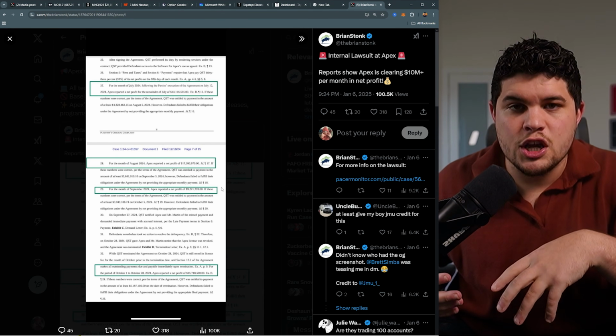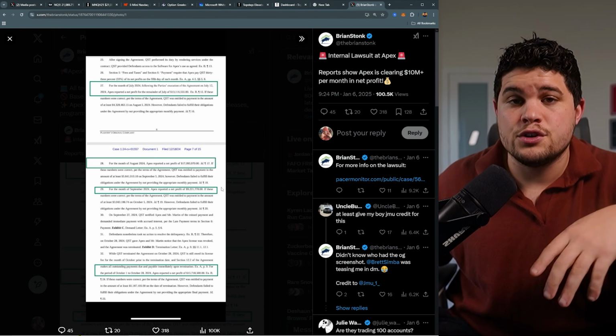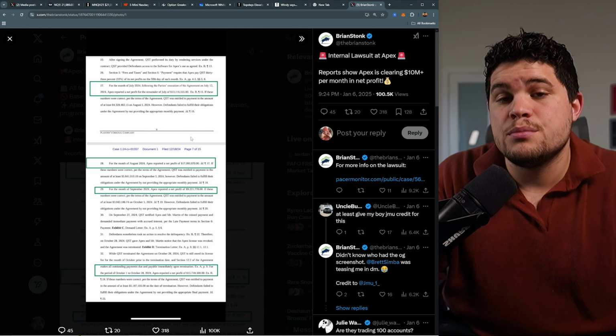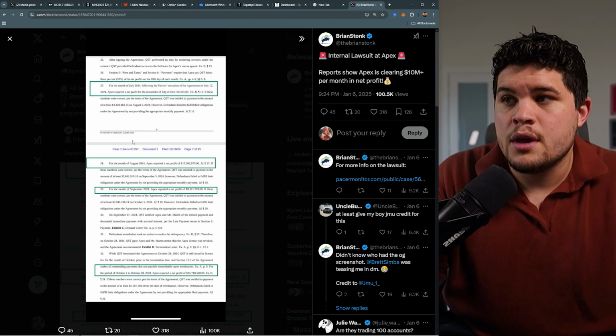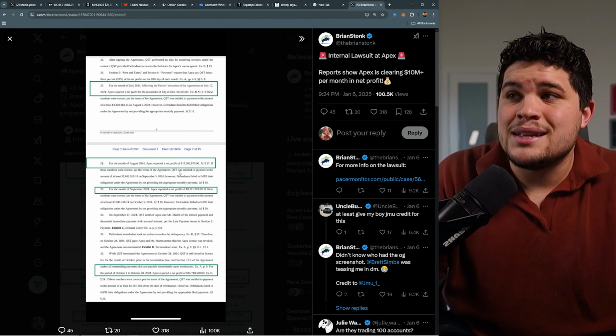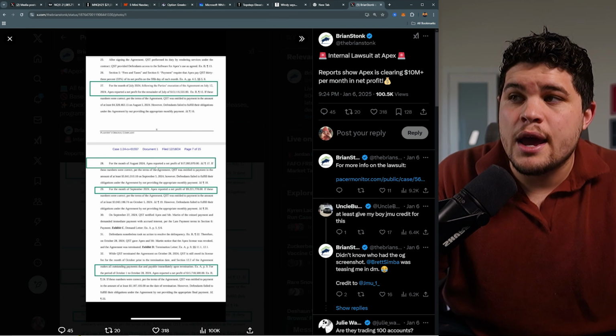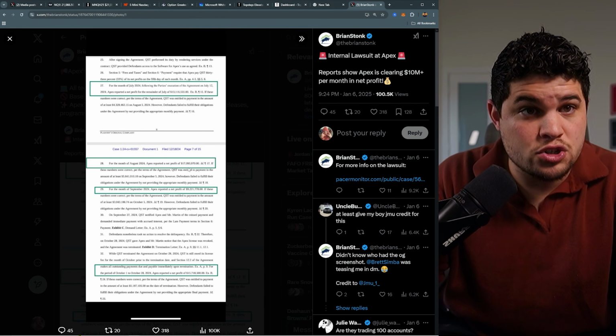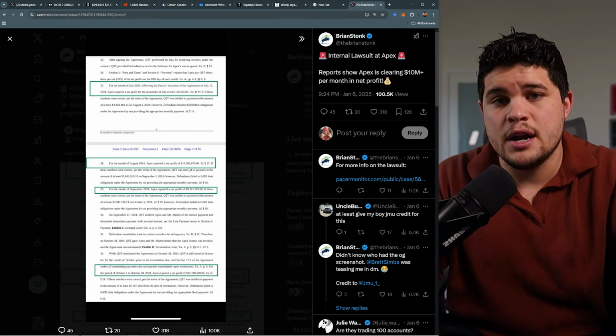It's an internal argument between one of the founders not getting paid what he thinks he should be getting paid. But they have to disclose how much net profit and money they're making a month. Apex Trader made $17 million net profit, I believe, in August. $17 million. That is after paying out traders. Okay. It also goes to show that they were paying out traders X amount of money, things like that.